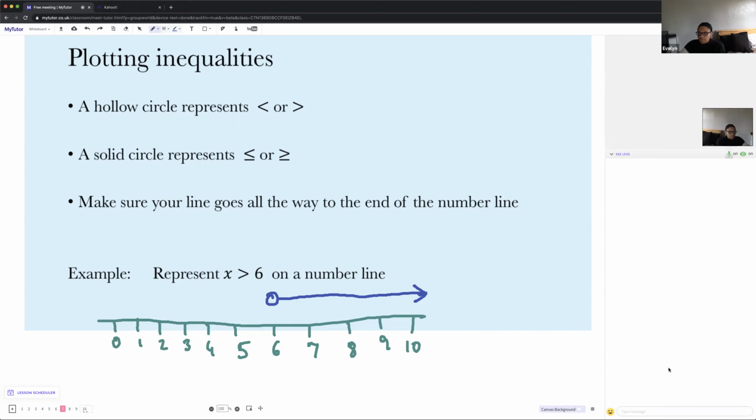What's the difference between a full circle compared to a single circle? Okay. So remember, a hollow circle, so one that's not colored in, represents these inequalities, and the colored in circle, like this, represents these inequalities. So if instead the question said x is greater than or equal to 6, then you color it in. But since it's not, then we leave it as a hollow circle.